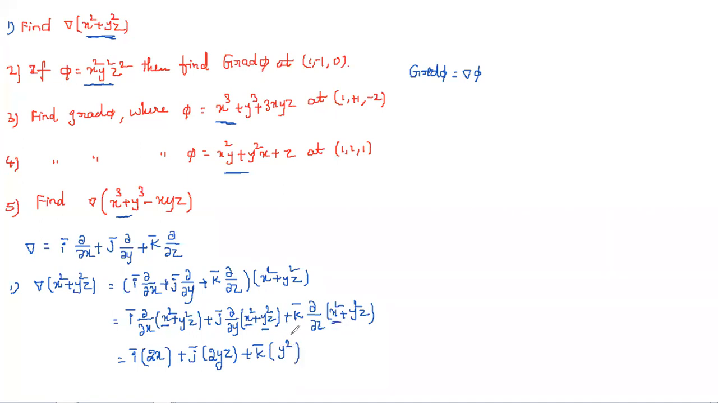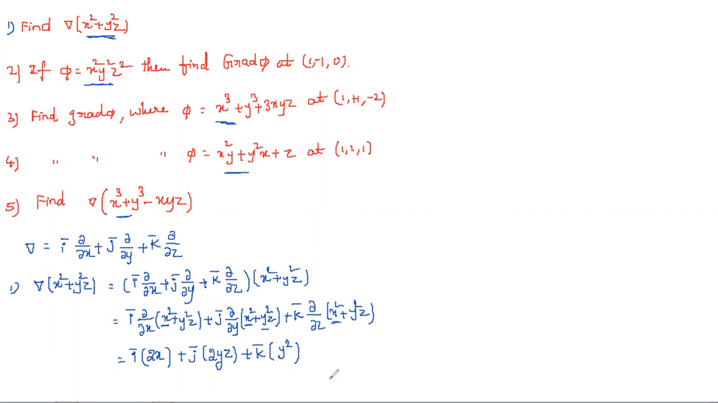That's it. Is there anyone who didn't understand this? Just remember one thing: grad phi or del phi, both are the same. Del is i dou by dou x plus j dou by dou y plus k dou by dou z applied to that scalar, and you need to apply partial derivatives for this. Is it clear?